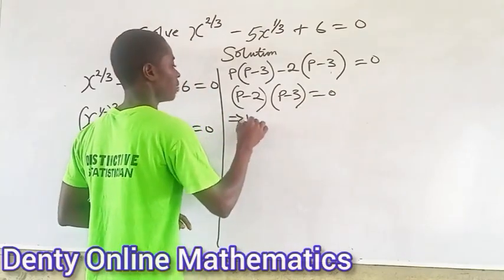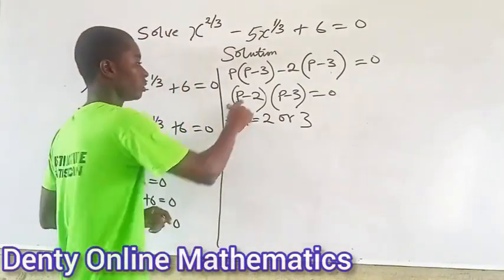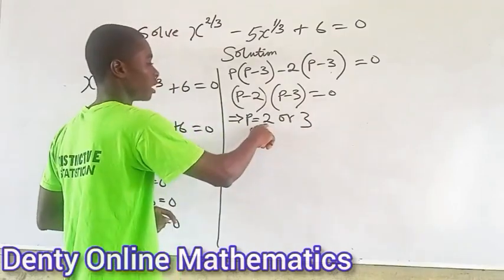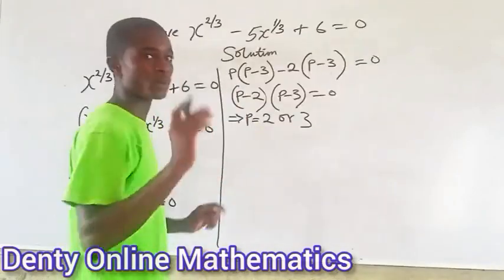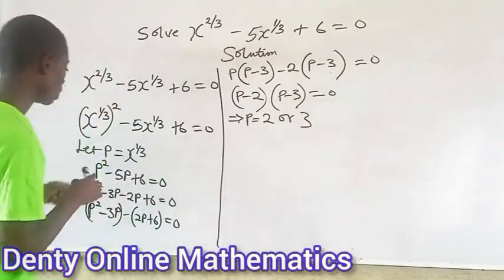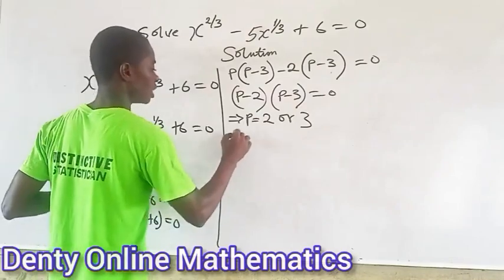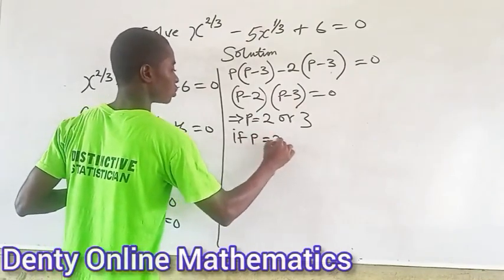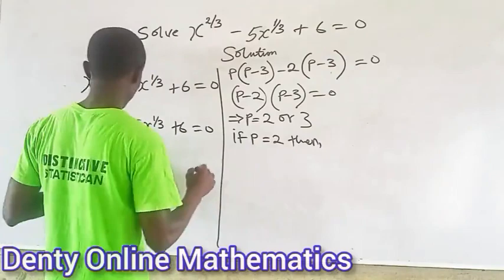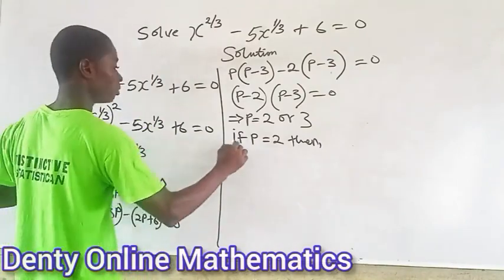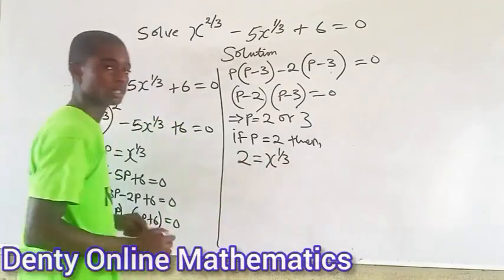This implies that P is equal to 2 or 3, because once minus 2 crosses the equality sign, we have a positive 2, and when minus 3 crosses the equality sign, we have a positive 3. But we have not gotten the solution yet, because we assumed P to be equal to x power 1 over 3. So let's start with P equal to 2. Since P is equal to x power 1 over 3, it simply means that 2 is equal to x power 1 over 3.